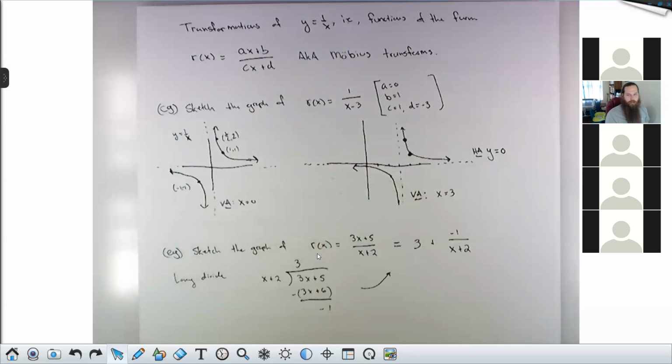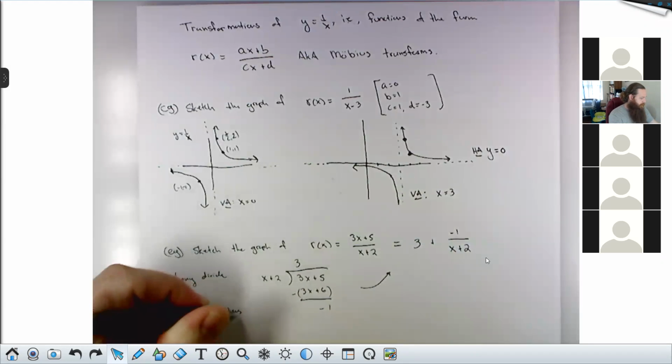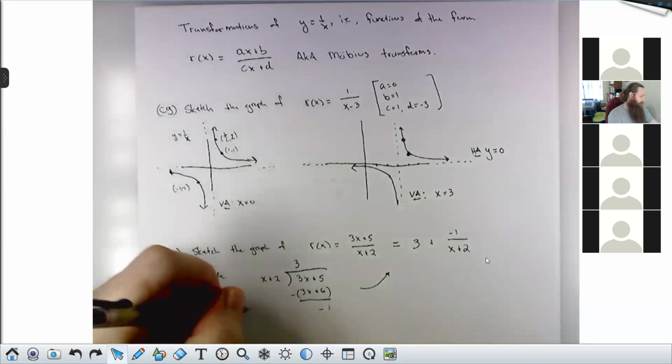And writing it in this fashion, I can see what the transformations are. So who can tell me what the transformations are to turn 1 over x into this thing? To the left 2 and up 3. Good. Those are in there. There's another one. Reflect over the y-axis.